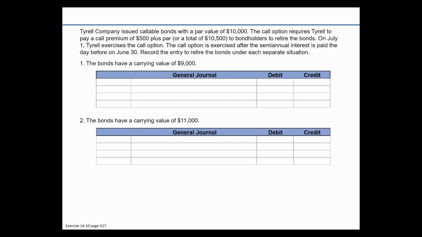If it's a callable option, that means that the company, in this case, Tyrell Company, can pay off the bonds early. And in order to do that and exercise that right, it's going to cost the Tyrell Company an extra $500 to be able to pay off the bonds early. Okay, and they issue what's called a call. So on July 1st, Tyrell exercises the call option. The call option is exercised after the semi-annual interest is paid the day before on June the 30th.